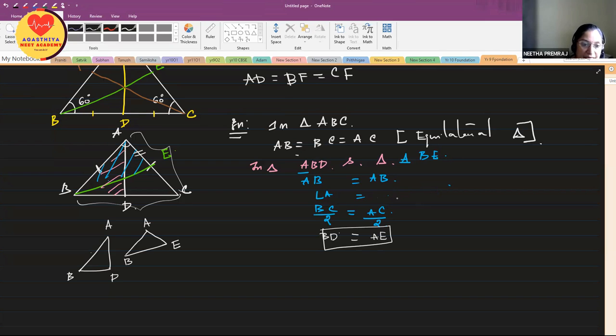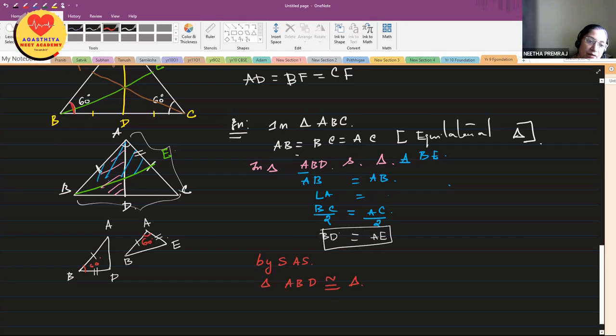Now if you see, A is matching, AB is common, and BD is equal to AE, and this angle is 60 degrees, and this one is also 60 degrees. So by side-angle-side, you can write triangle ABD is congruent to triangle... The way you write it matters.